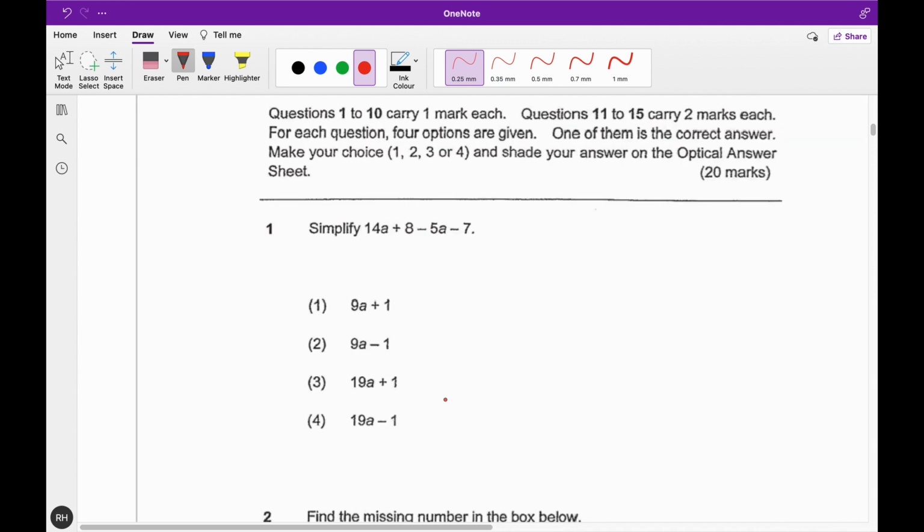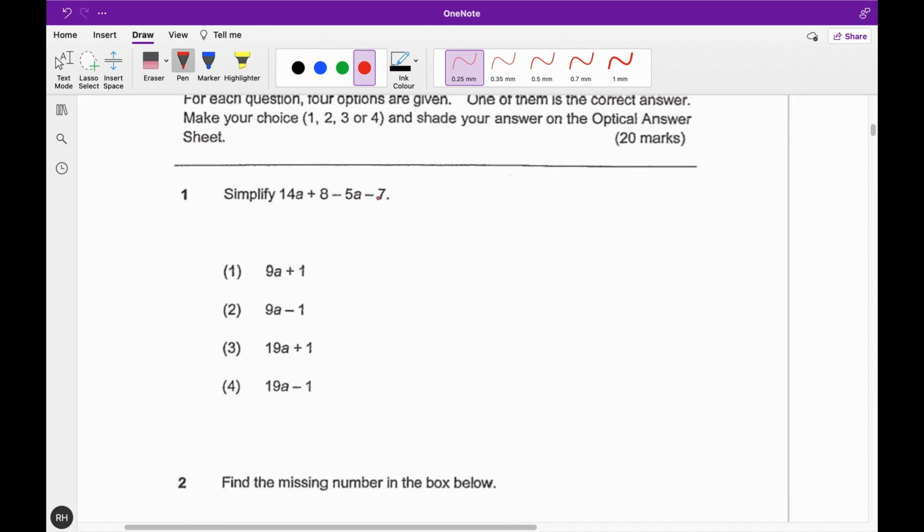Question 1. Simplify 14a plus 8 minus 5a minus 7. Okay, algebra questions. The first thing we want to do is to group all the similar alphabets together. So this would then be equals to 14a minus 5a plus 8 minus 7. 14a minus 5a will have 9a plus 8 minus 7, so we'll have plus 1. Answer will be 9a plus 1.